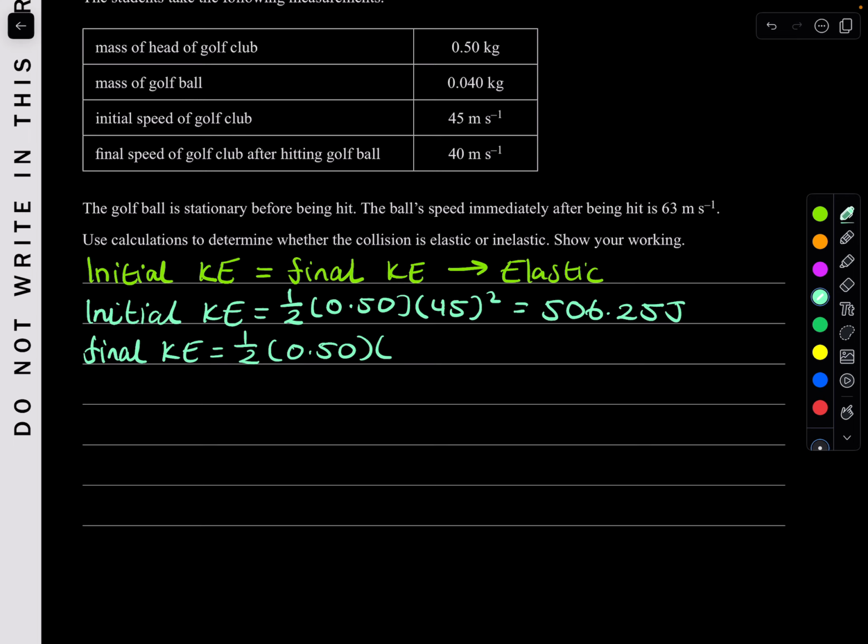It stated that the final speed of the golf club after hitting the ball is 40. So 40 squared. Plus, what's the kinetic energy of the golf ball? 0.040. After being hit, what's the speed of the golf ball? It says the ball speed after being hit is 63 squared. So writing this all down, 0.5 times 40 squared plus 0.5 times 0.040 times 63 squared.